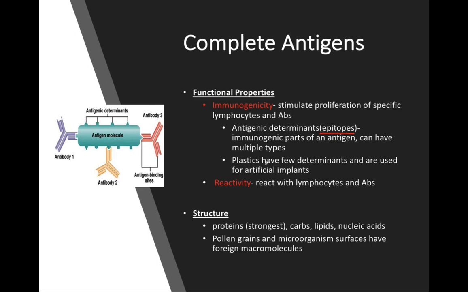Two examples of these are artificial heart valves and joints. Since plastics do not stimulate the immune response, even though they're a foreign substance, we can use them to reinforce joints or also to improve the structure of artificial heart valves.